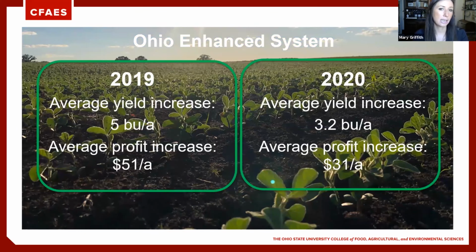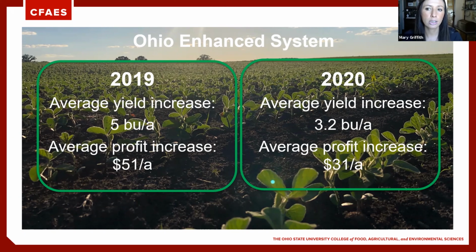In 2019, as Laura mentioned, we had 48 replicated trials in the 7-state area set up to compare the enhanced system to the standard system. In 2020, there were 53 trials, with 9 of those being in Ohio. And looking at all 53 trials in 2020, there was an average 3.2 bushel per acre yield increase using the enhanced management treatment compared to the standard.